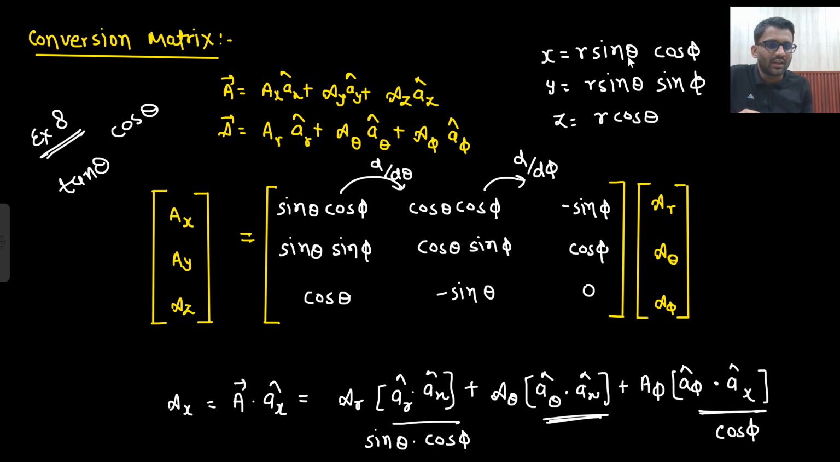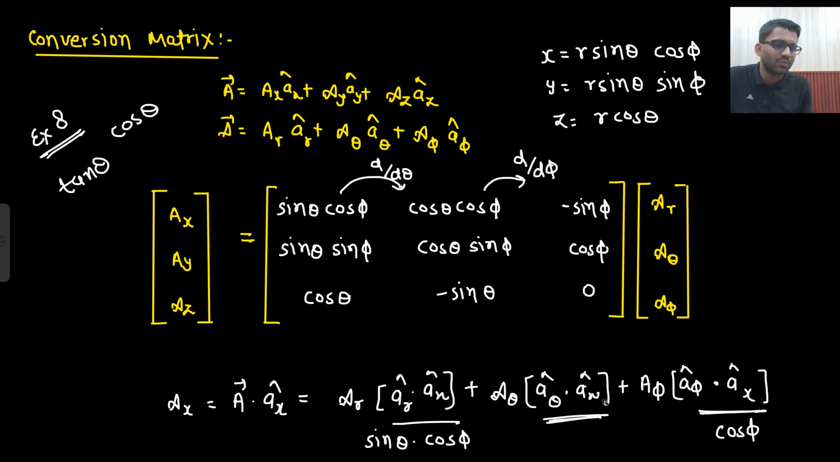x has dependency on r sin theta cos phi, y has dependency on r sin theta sin phi, z has dependency on r cos theta as well. In basic elementary classes, first we studied about theta. So first I will differentiate with respect to theta: sin theta, cos theta, sin theta, cos theta, minus sin theta, cos phi, sin phi, sin phi. Here there was no phi component, so I did not hamper it.